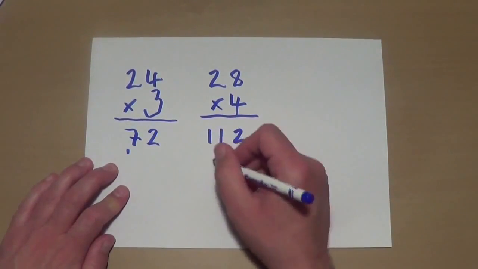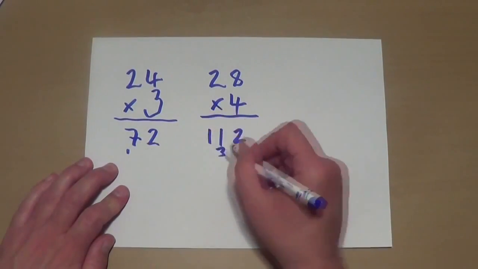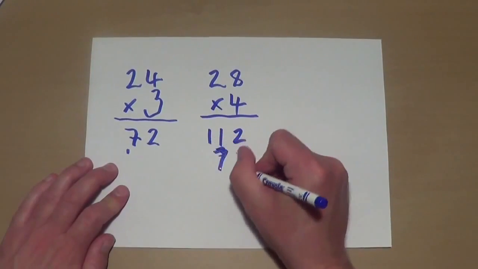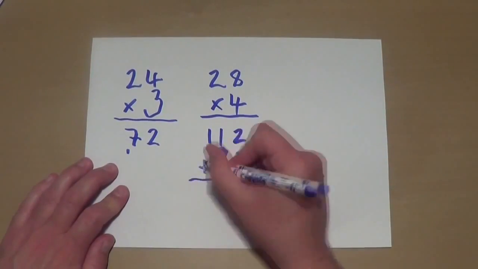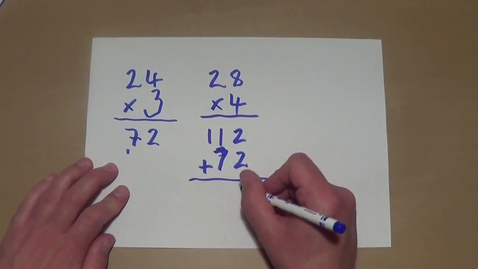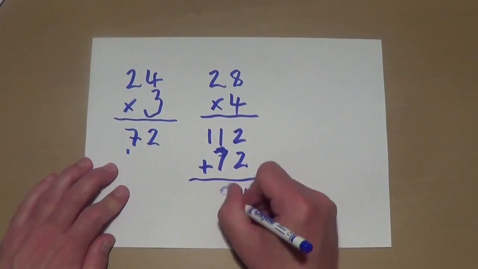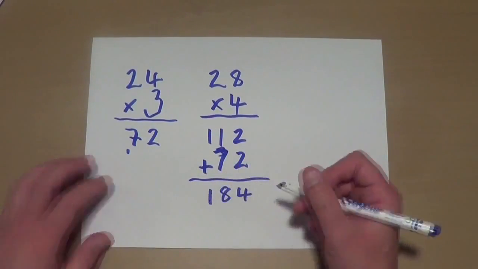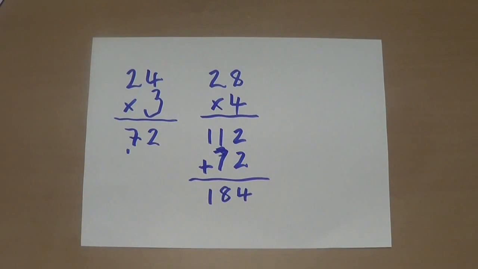And then all we're going to do is add these two figures up, doesn't matter which one you drop down. I'll bring 72 here, then it is adding up, so 2 plus 2 is 4, 7 plus 1 is 8, 1, so that's 184 pupils in total.